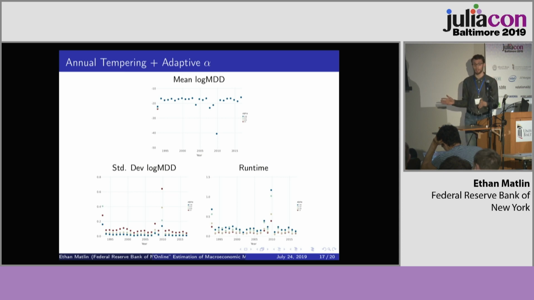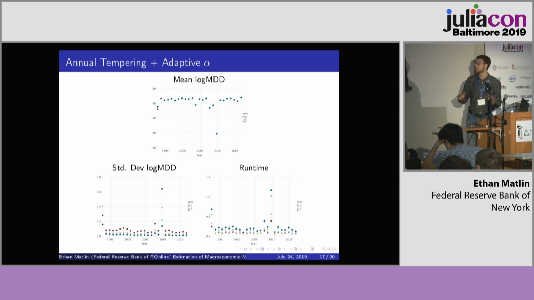We go until 91, we temper in 92, we temper in 93, all the way up until the current data in 2019. So the top plot shows the marginal data density. This is how well the model fits the data. And as we would expect, all of the dots, no matter what your alpha is, are all the same. Because the model's the same, the data's the same, the algorithm should converge, so you would expect this to always be the same no matter what adaptive schedule you choose.